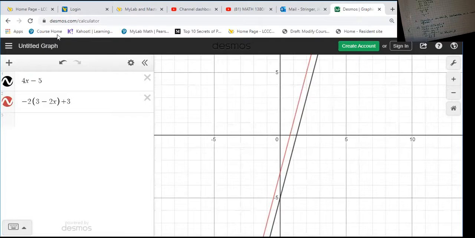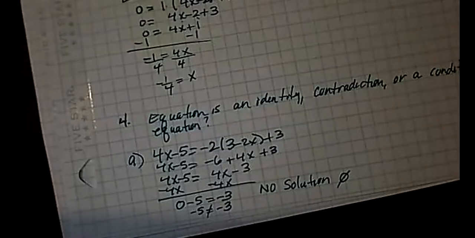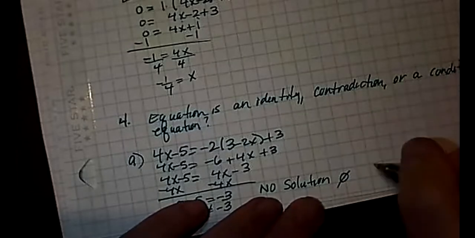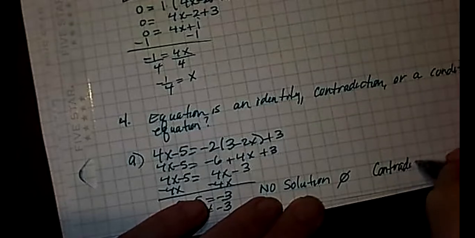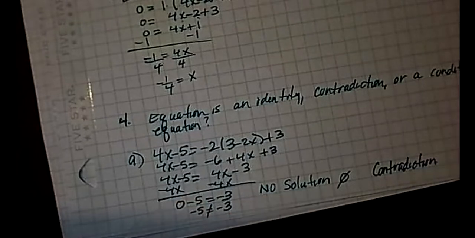And what that is called is a contradiction, because there's no solution. So it's a contradiction. If there's no solution and the lines don't cross, it's a contradiction. All right, so let's take a look at another one here.